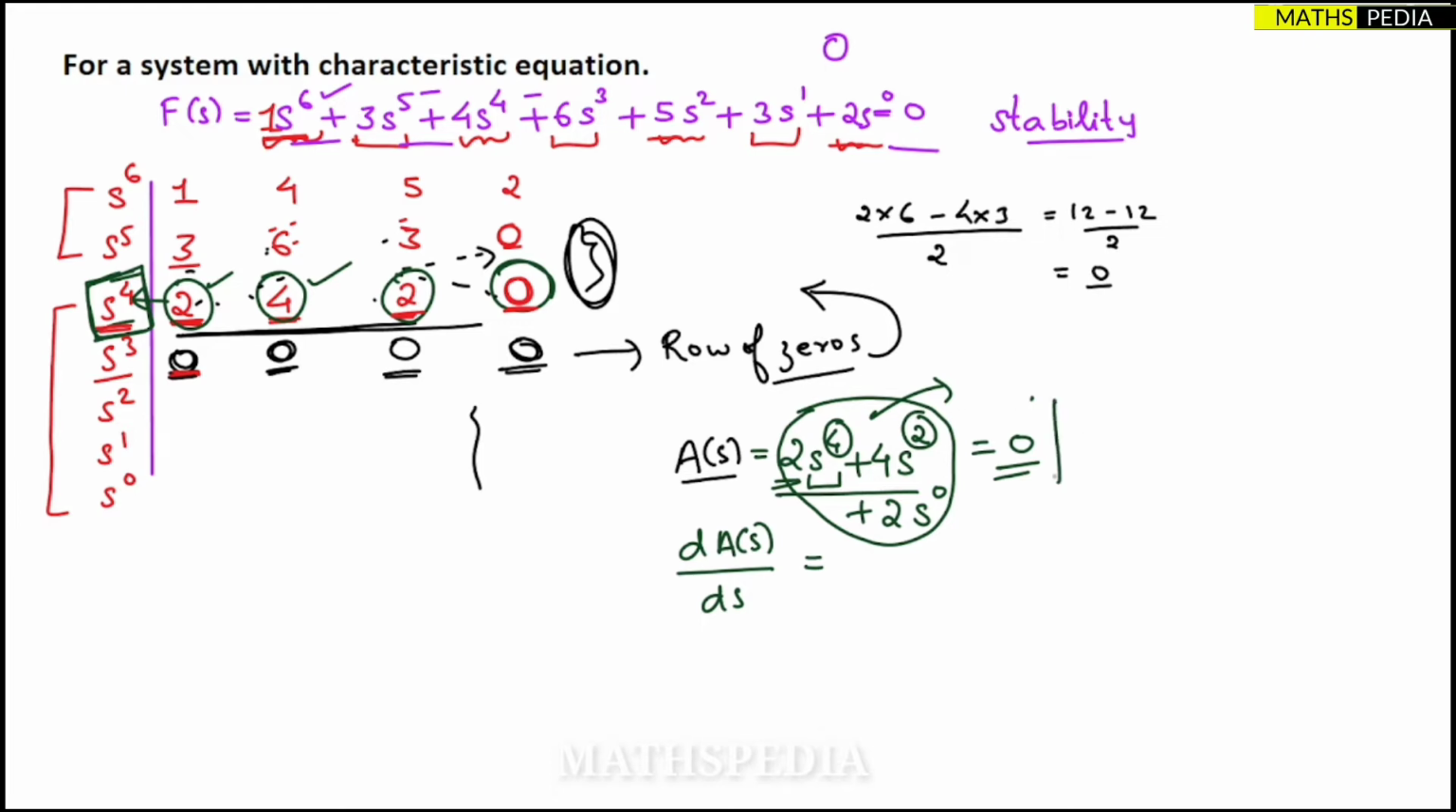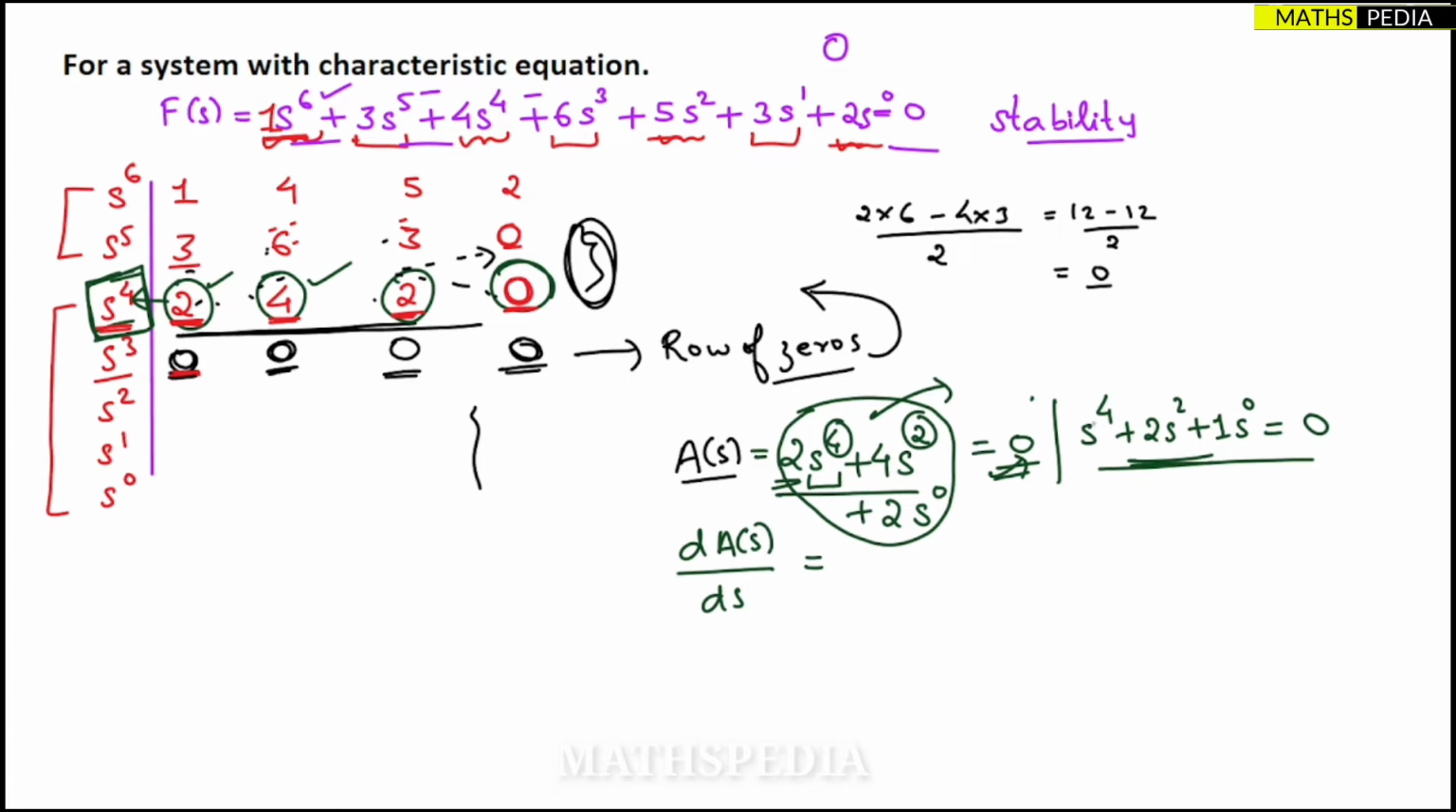So I can write this equation as s power 4 plus 2s power 2 plus 1s power 0, which is equal to 0. This becomes the equation. I have just taken 2 outside and brought it to the RHS. Anyways it is 0, so it gets cancelled. Okay, so this is my equation.